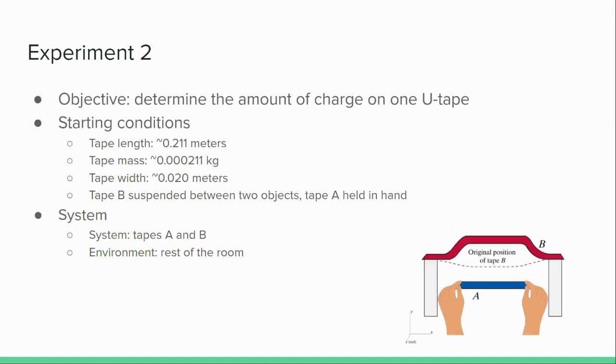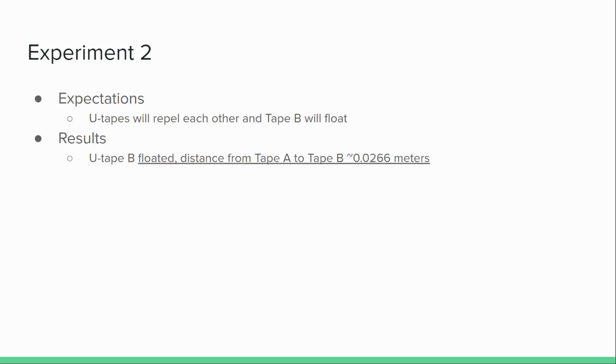The second experiment is to determine the exact amount of charge on one U-tape. The starting conditions are that we have 2 pieces of tape that are about 0.211 meters long. Each piece of tape has a mass of about 0.000211 kilograms, and the tape width is about 0.020 meters. Tape B is suspended between the 2 objects, while tape A is held in the hands. The system is tape A and B, while the environment is the rest of the room. The expectations are that the U-tapes will repel each other and that tape B will float. And this was indeed the case. U-tape B floated up about a distance of 0.0266 meters.